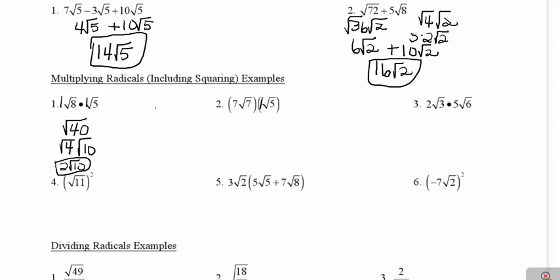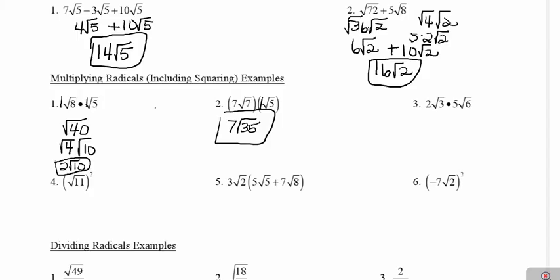Now in example 2, I have a 7 and then a 1 in front, so I'm going to multiply 7 times 1 to get 7, multiply the outside numbers together, and then multiply the inside numbers together. So I get 7 square root 35. Can I simplify the square root of 35? No. That's your final answer.